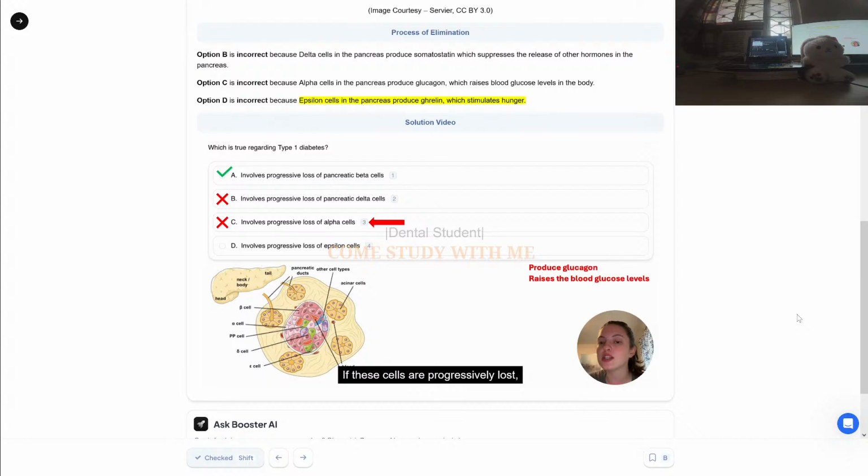If these cells are progressively lost, the body would not produce glucagon and would therefore be unable to increase blood glucose levels in times of stress, leading to life-threatening hypoglycemia. Seeing as this is the counterpart of insulin and the hyperglycemia that is often seen when insulin levels are insufficient, we know that the progressive loss of alpha cells would not cause type 1 diabetes, making this answer choice incorrect.